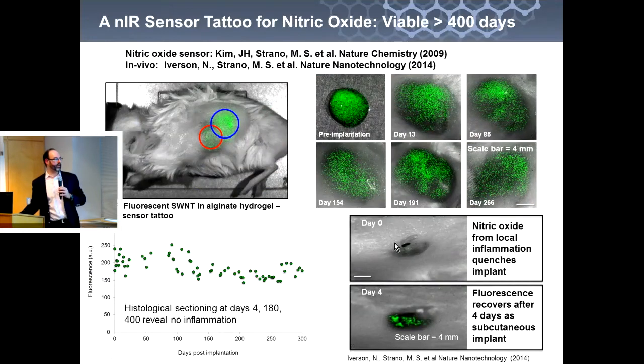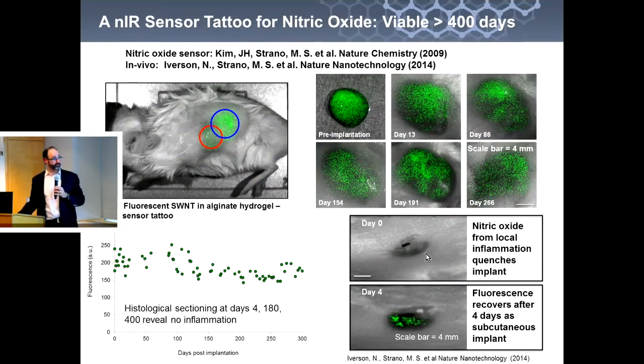Anyway, this is data from our paper. We did histological sectioning at days 4, 180, and 400, and did not see any inflammation around this hydrogel implant site. These again are our A129 mouse. This is also in the same 2014 paper. The key here is that we decided to take this study out to 400 days on this population of mice. The sensor works just fine.